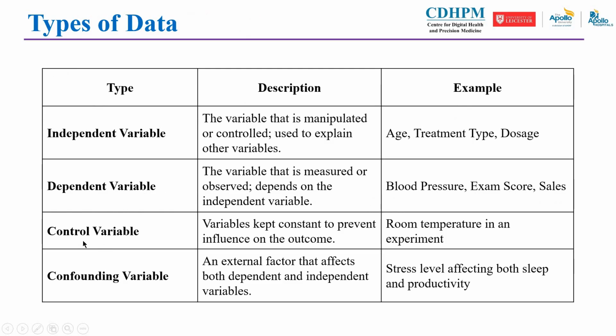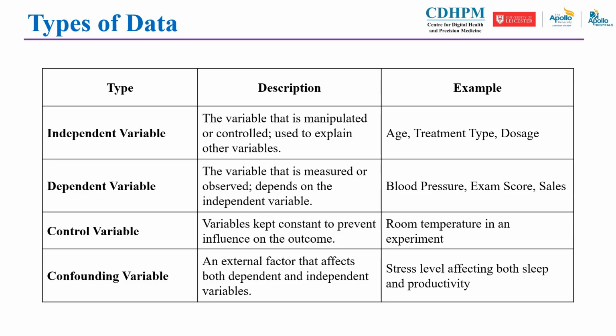There are other things such as the control variable. For example, when the experiment is going on, you are keeping one thing constant. The room temperature is always constant. In this particular case, the incubator temperature is always 37 degrees Celsius. So that's a constant variable. The temperature of the incubator or the room temperature is always a control variable.